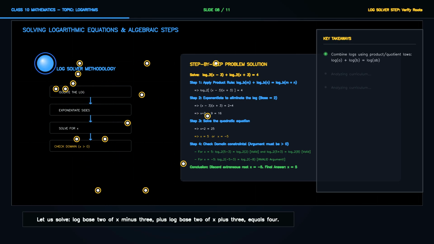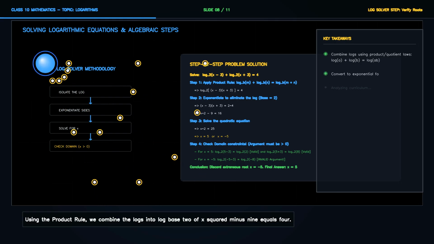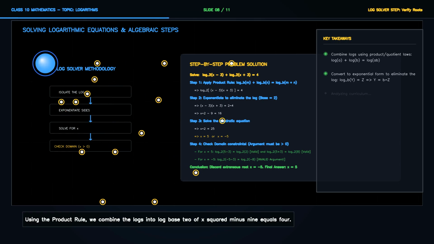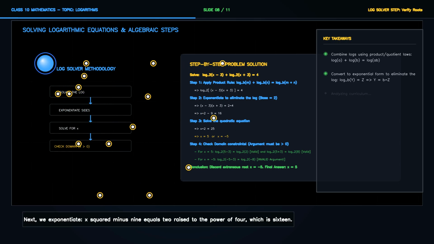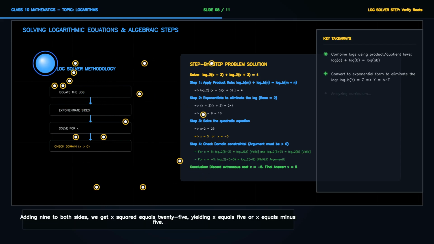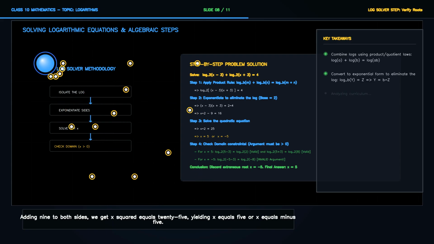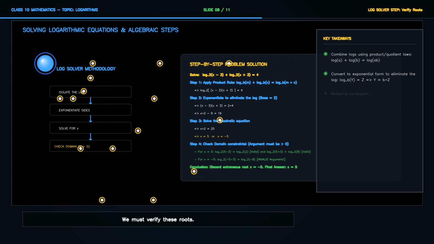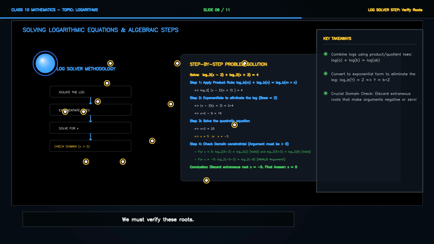Let us solve: log base 2 of (x minus 3) plus log base 2 of (x plus 3) equals 4. Using the product rule, we combine the logs into log base 2 of (x squared minus 9) equals 4. Next, we exponentiate: x squared minus 9 equals 2 raised to the power of 4, which is 16. Adding 9 to both sides, we get x squared equals 25, yielding x equals 5 or x equals minus 5.